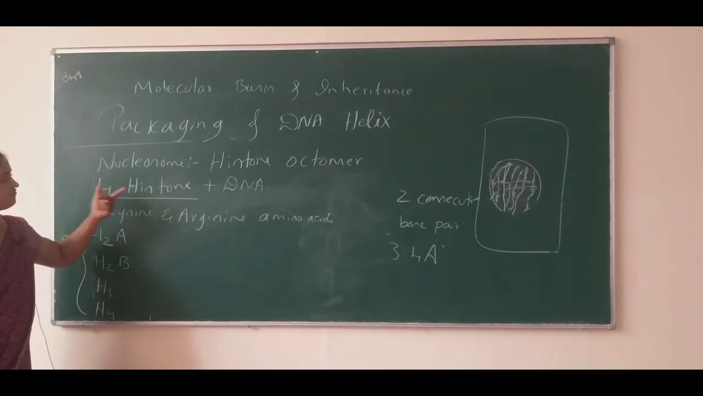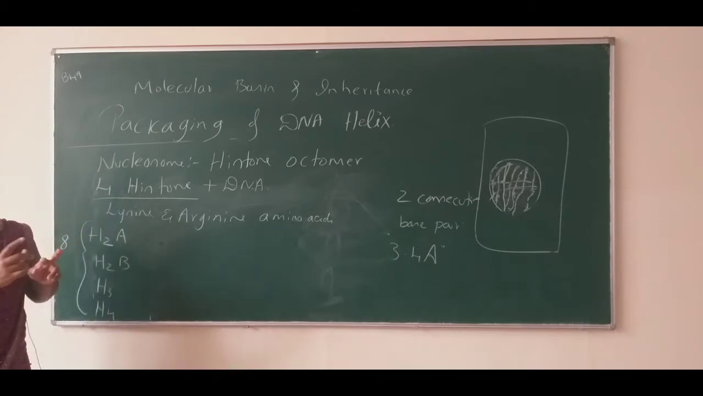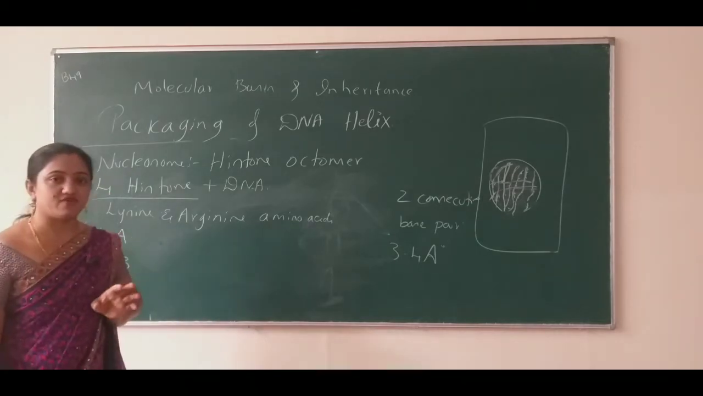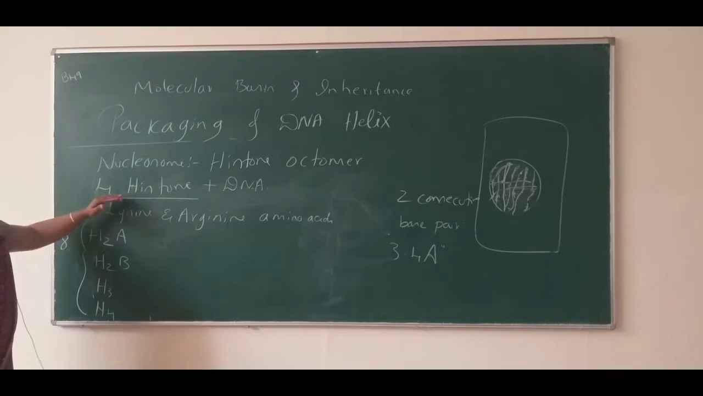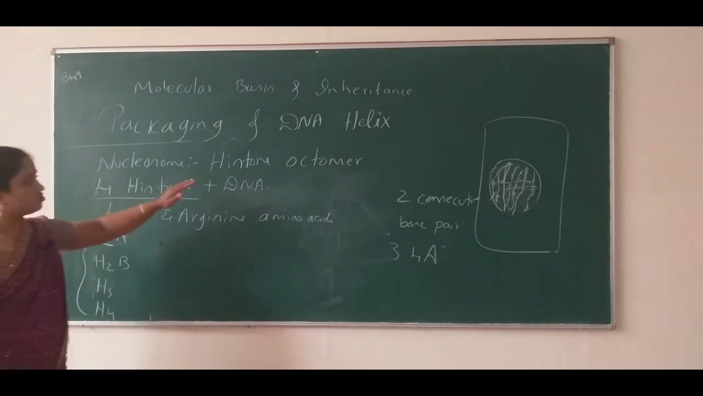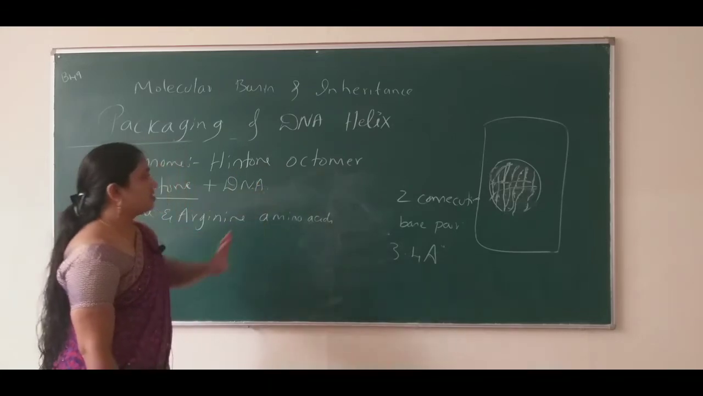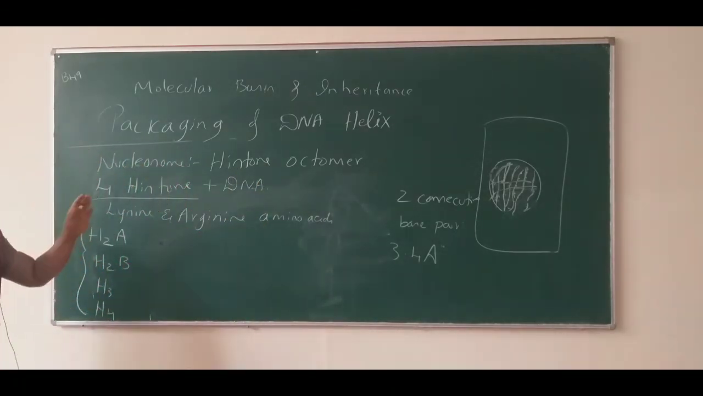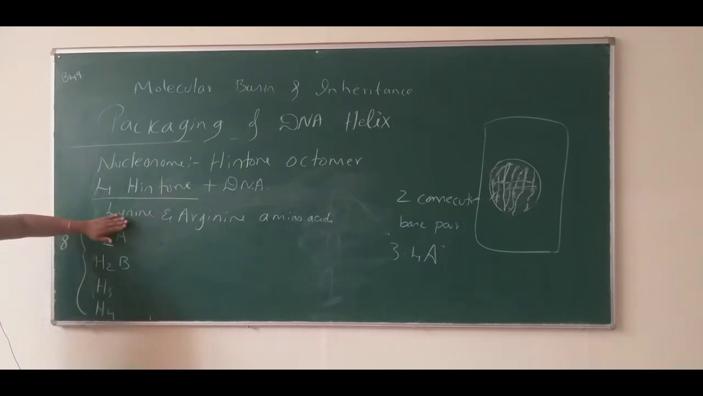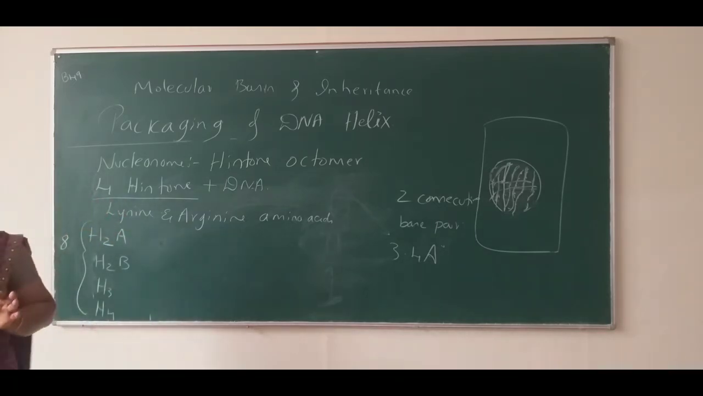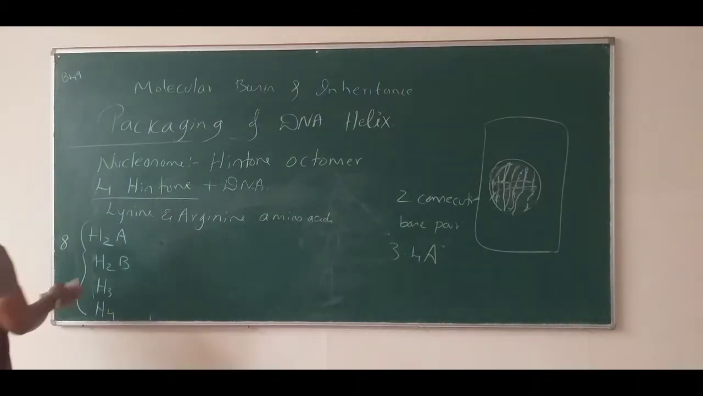Earlier I said 4 histones. The 4 histones are 2 in number, or double. The number of histone proteins is double in nature. That's why in total the histone molecules are 8 in number, and that's why it becomes a histone octamer. It is made up of lysine and arginine amino acids.